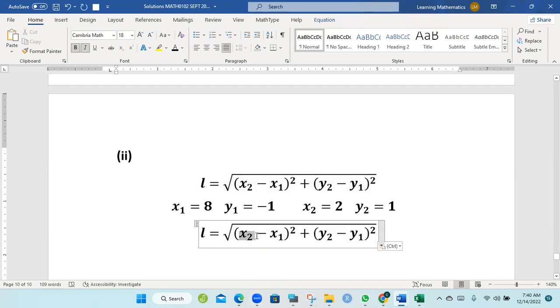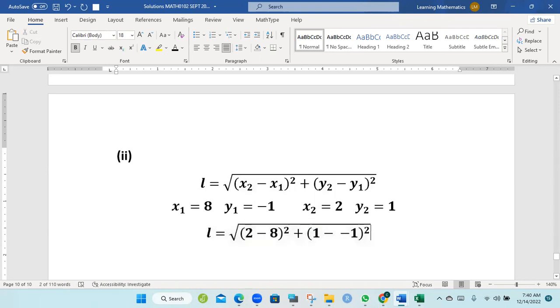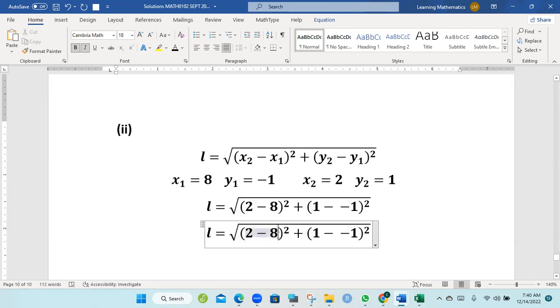So where we see x2, we put 2, and where we see x1, we put 8. Where we see y2, we put 1. Where we see y1, we put -1. So now we are going to simplify. We are going to evaluate the length of line. So 2 minus 8 will give us -6. And 1 minus -1, that will be 1 plus 1, that will give us 2.